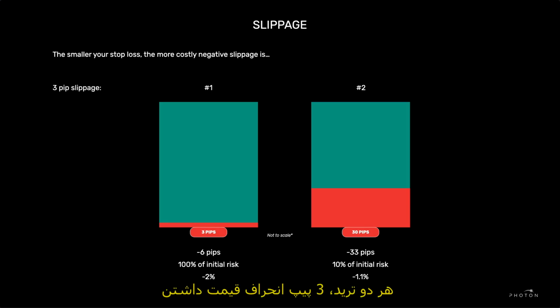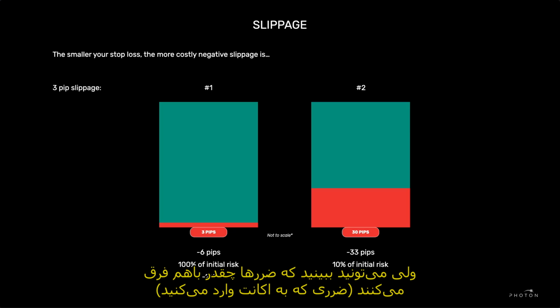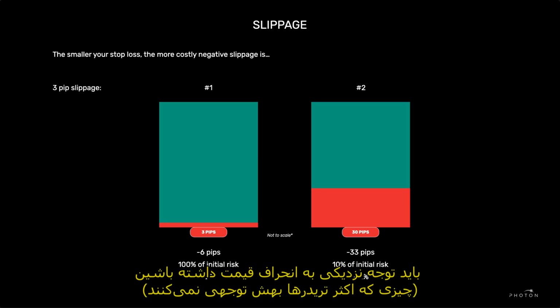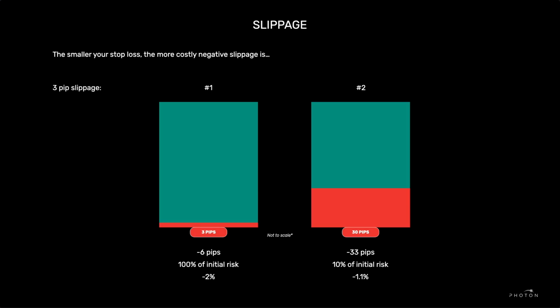Both trades were slipped by 3 pips, but you can see, in each case, there's quite a big difference in terms of the actual loss that you book onto your account. So, really bear this in mind if you are a trader who trades with relatively small stop loss sizes, because slippage is going to be something, even more so than potentially other traders, that you really, really need to pay special and close attention to.